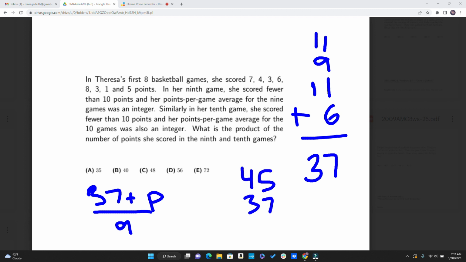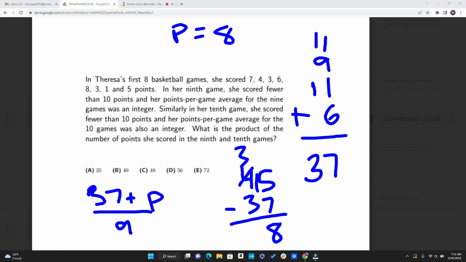We're at 37. We'll do some subtraction. So we get that the number of points is 8. 37 plus 8 is 45. Okay, so in the 9th game, she scores 8 points, not 45, although that'd be impressive. So P for the 9th game is 8 points.